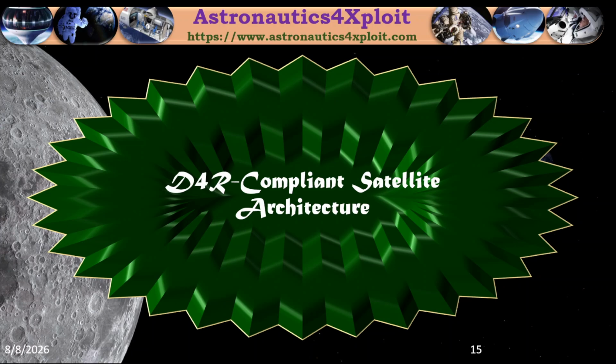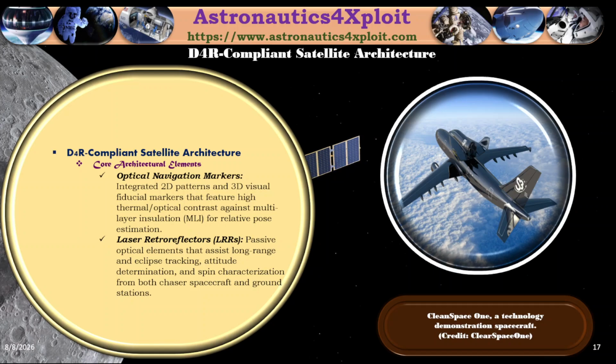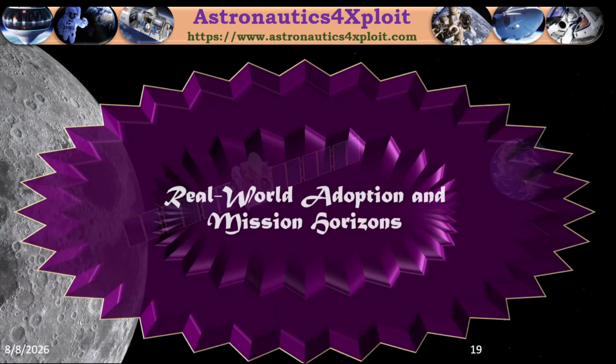Design for removal compliant satellite architecture is as follows: mechanical capture interface and launcher adapter ring. A space debris slingshot is shown in this picture. Other core architectural elements include optical navigation markers and laser retroreflectors. The Clean Space 1A technology demonstration spacecraft is shown in this picture. Subsystem design impact includes attitude and orbit control system, guidance, navigation and control integration, structural reinforcement, material selection. The Clear Space orbital debris removal system is illustrated in this picture.